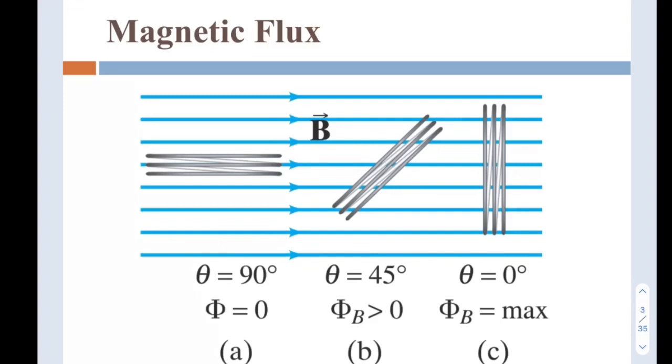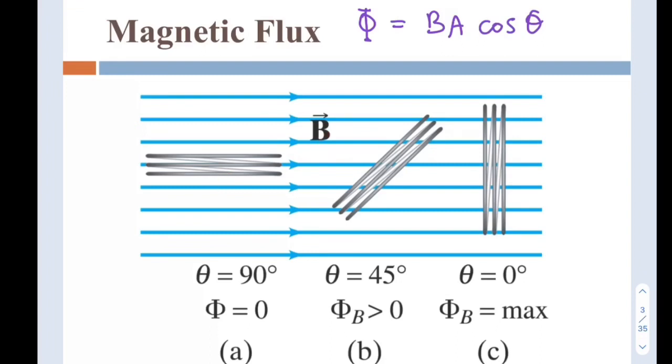B flux, the symbol of the flux, is equivalent to B A cos theta. Theta is the angle between the normal line of the A and the B that penetrates the loop area A. Alright, so for this case, for figure A, the B is the blue lines here, right? This is the loop that is placed within this B.